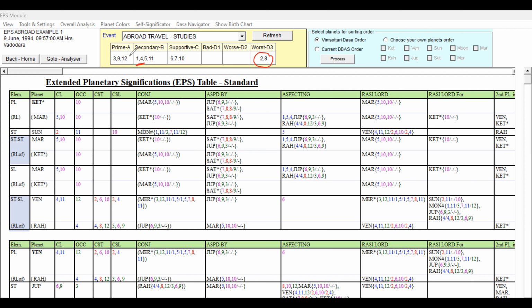The houses 3, 9, 12 are primary, and all the other houses, Lagna, 5, 11, are supportive houses. Secondary supportive houses are 6, 7, 10. As I said, individually all are favorable, but individually 2 and 8 can be unfavorable. Only grouping is important. Otherwise, only 2 houses are on the unfavorable side.